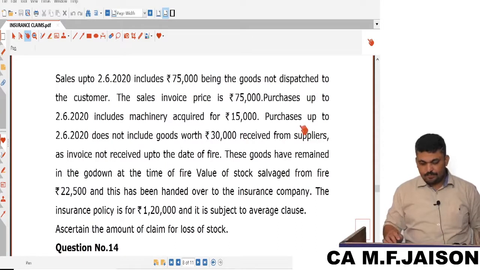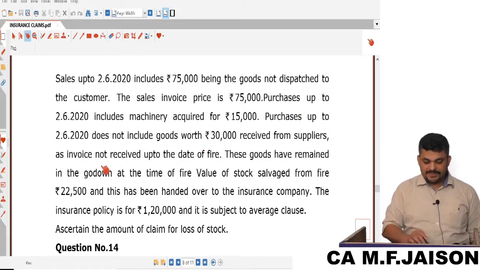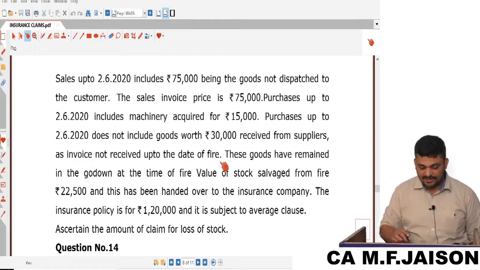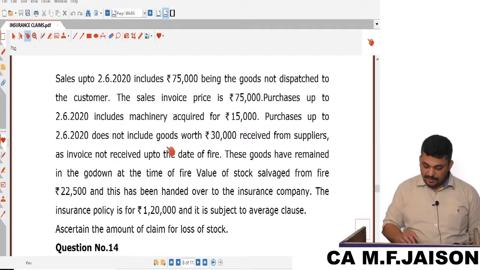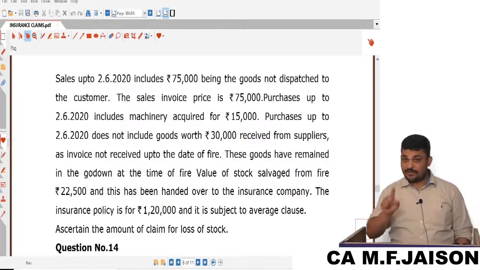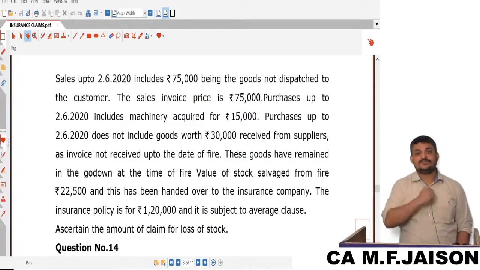Similarly, purchases up to 2nd June 2020 does not include goods worth rupees 30,000 received from suppliers as invoice not received up to the date of fire. So like that given. So what happened? Goods already received, but invoice not received.